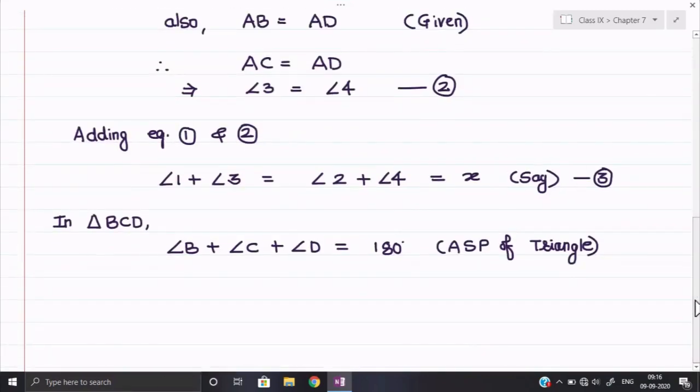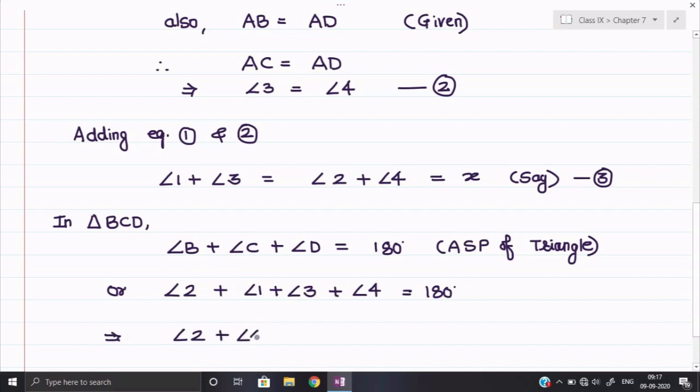Angle B we shall write down here as angle number 2. C will be equal to angle 1 plus angle 3, and D we shall write down as angle number 4, is equal to 180 degrees. Now we can say that angle 2 plus angle 4 I will write down together in one bracket, because in addition there is no problem if we are grouping the terms. Angle 1 plus angle 3 I will write down together in another bracket.